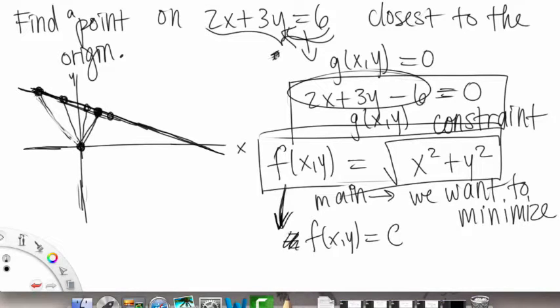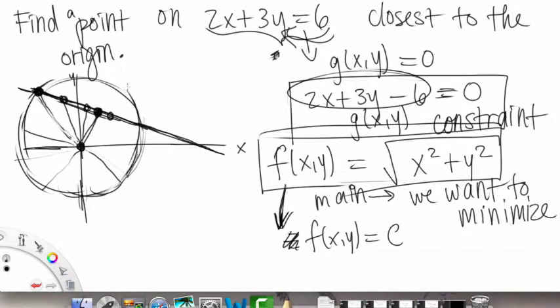So, for example, the level curve through this point would look like a circle, right? Because on a circle centered at the origin, all of these points are at the same distance from the origin. So this is a level curve of our f of x, y, okay?